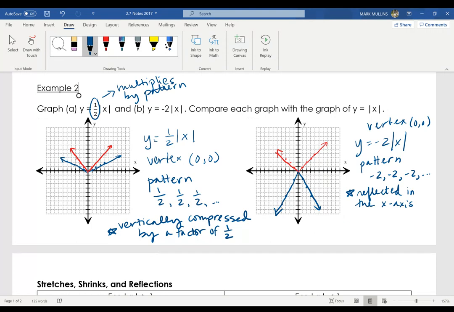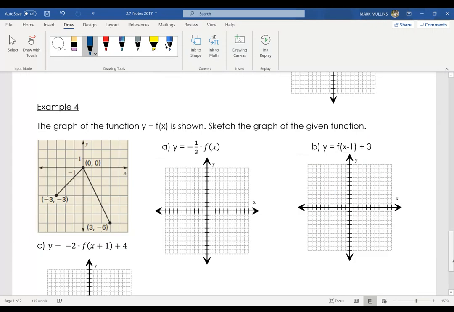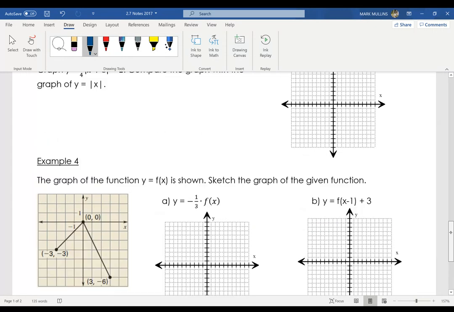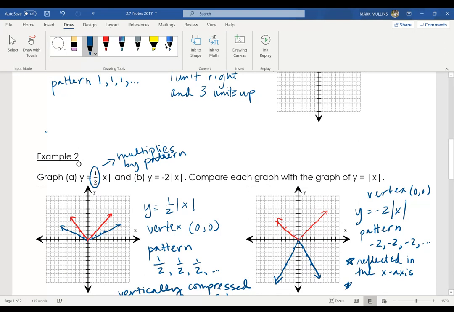We also stretched it vertically. So each of my y values was twice as big. I didn't change anything in the x direction at all. Remember, I was still going one to the right, one to the right, one to the right, but I went down 2 instead of just 1 unit. So we also had a vertical stretch by a factor of 2.